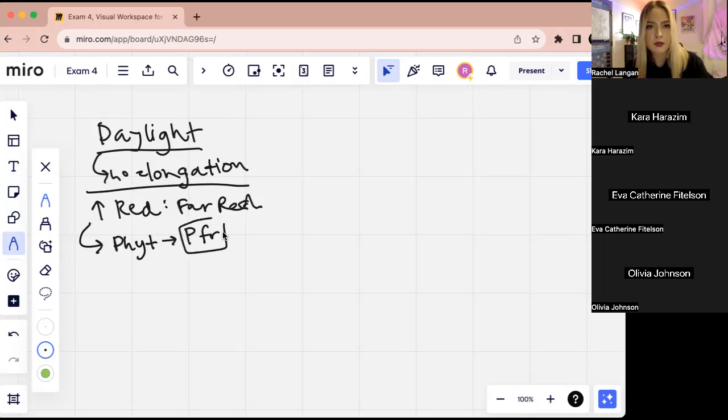So phytochrome is a photoreceptor that switches between the PR and PFR form. If there's a lot of red light, like during the day, it changes to the PFR form. If there's a lot of shade, there's more far red light and it turns to the PR form. So in daylight, it's in the PFR form. And then when it turns to the PFR form, you just need to know that causes a signal cascade.